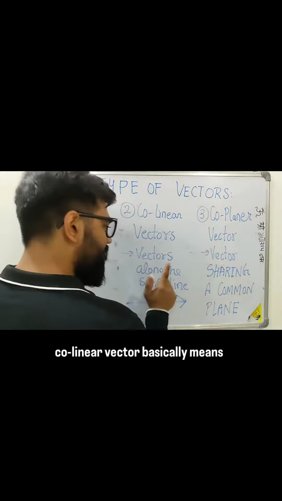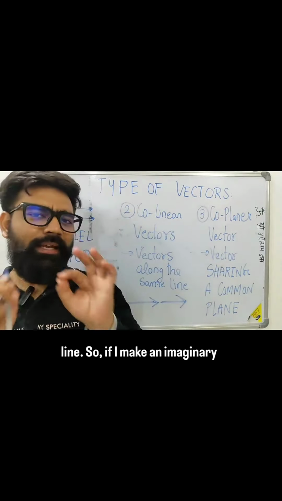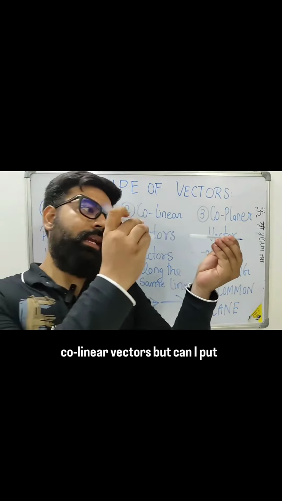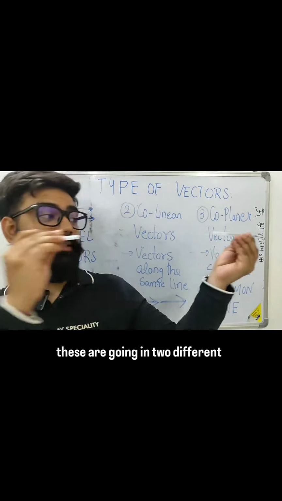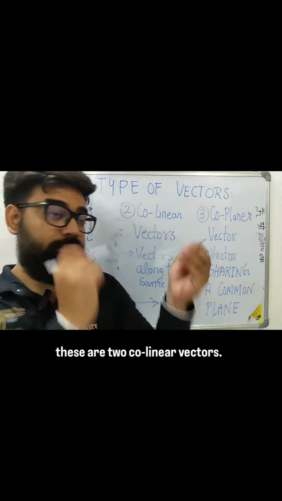Talking about the second one, which is collinear vectors, it basically means two vectors going along the same line. So if I make an imaginary line and put two vectors like that, these are called collinear vectors. But can I put them like this? No, because now these are going in two different directions, actually opposite. So these are two collinear vectors.